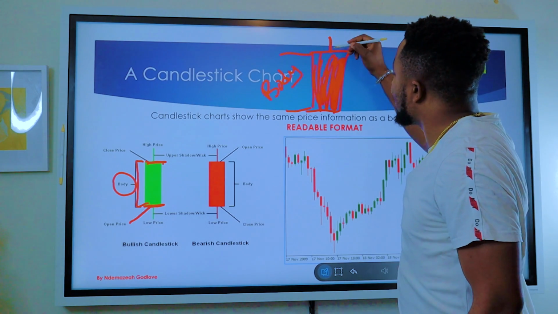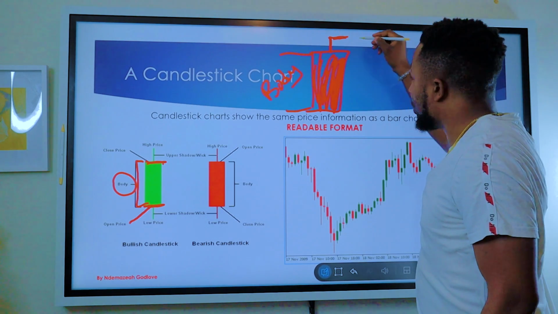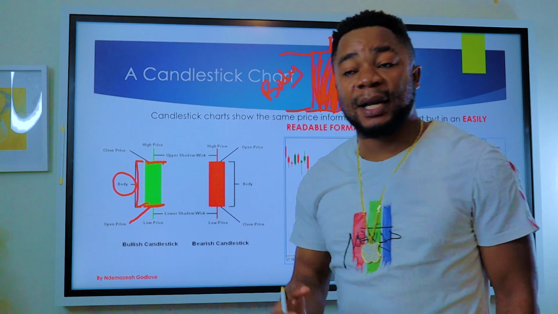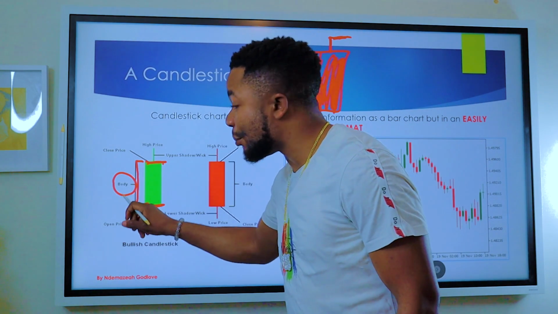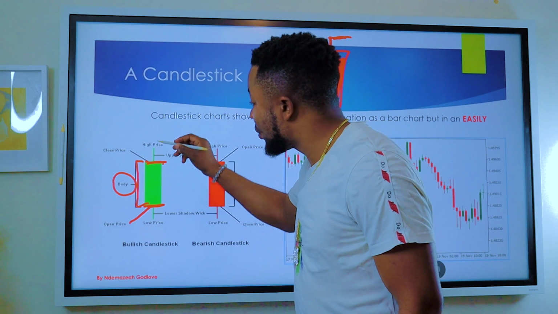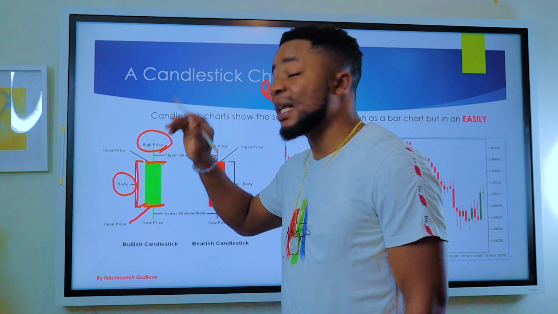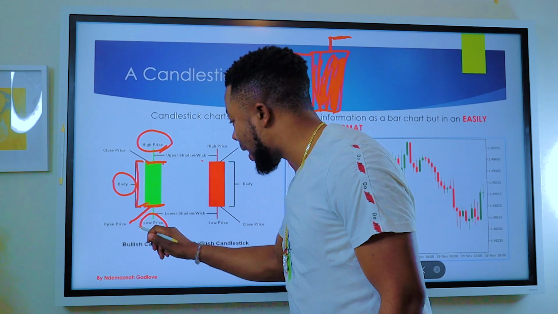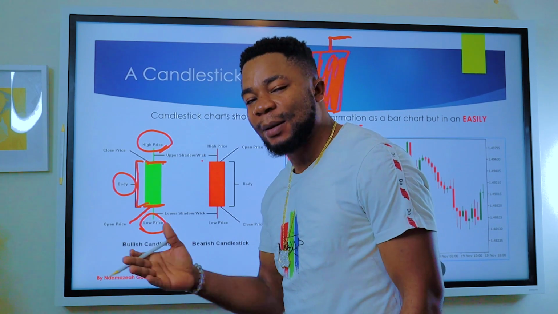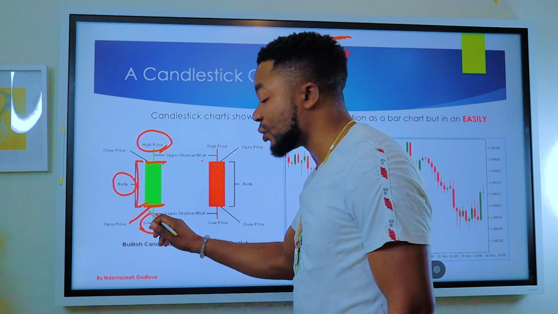But in Forex, this wick represents the high or the low, whether we are talking about a bearish or a bullish market. So from here to here represents the body of the candle, and from here to here represents the high price. That's the highest price the market went before finally closing here. And this one represents the low price, which is the lowest price the market went before finally closing here.